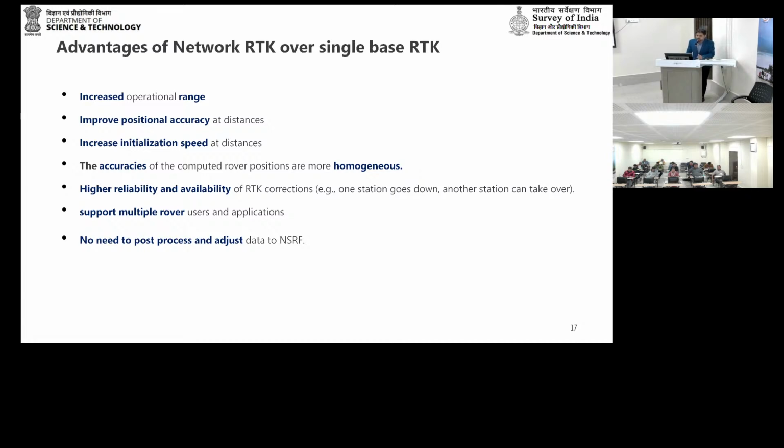It supports multiple rovers, meaning all rovers, irrespective of model, can work with it. And there is no need to post-process the data. We already get real-time location data, and the data is already referenced to the national spatial frame network.